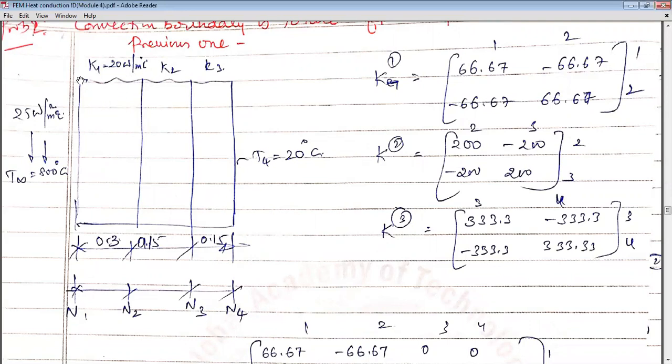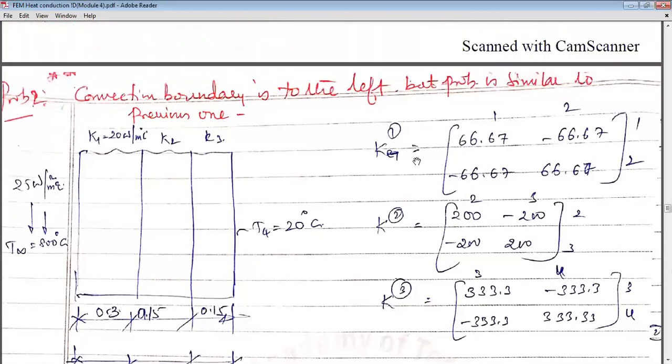Once you get it, you can see to the left of the furnace wall the film coefficient given. This is the surface temperature, 800 degrees Celsius. This is 25 watts per meter square degree Celsius. Temperatures are in degrees Celsius. K1 is given as 20 watts per meter degree Celsius. Everything is given in degrees Celsius, so you need not convert to kelvins or add 273.